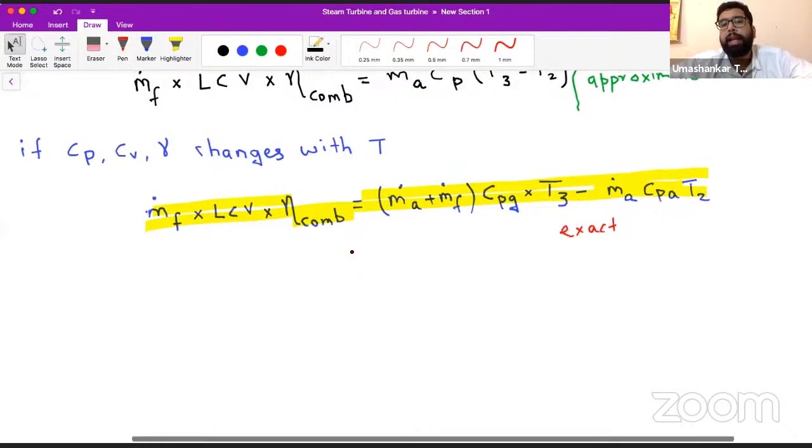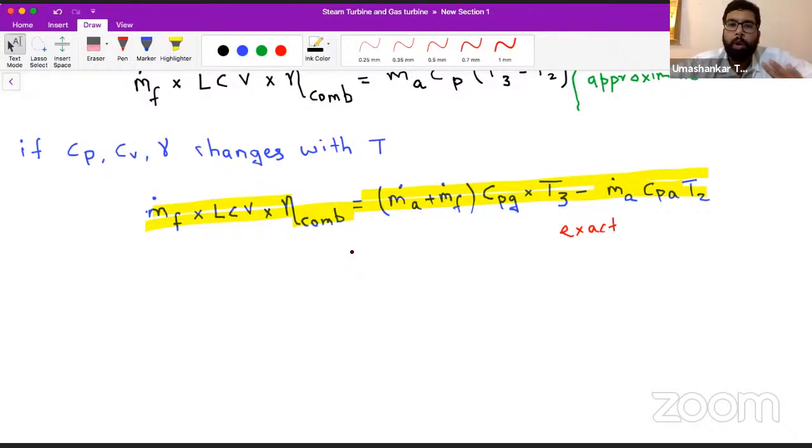See, mass flow rates are added because we are looking at the actual practical condition. In practical conditions, what happens? The fuel also mixes with the air while burning in the combustion chamber. Mostly it happens in an open cycle. This mass flow rate of fuel mixes with air, but in ideal conditions we just neglect it; in actual conditions we cannot neglect it.